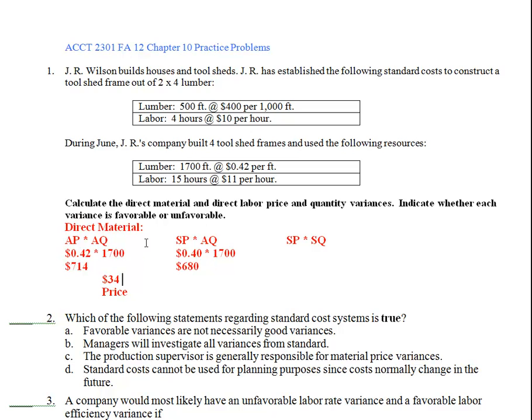Well, you're dealing with the price, and the easiest way to look at that is to simply look at what you think you're going to pay and what you actually paid. We think we're going to pay 40 cents a foot. We actually paid 42 cents a foot. We had to pay more. That's bad. So that gives you an unfavorable variance.